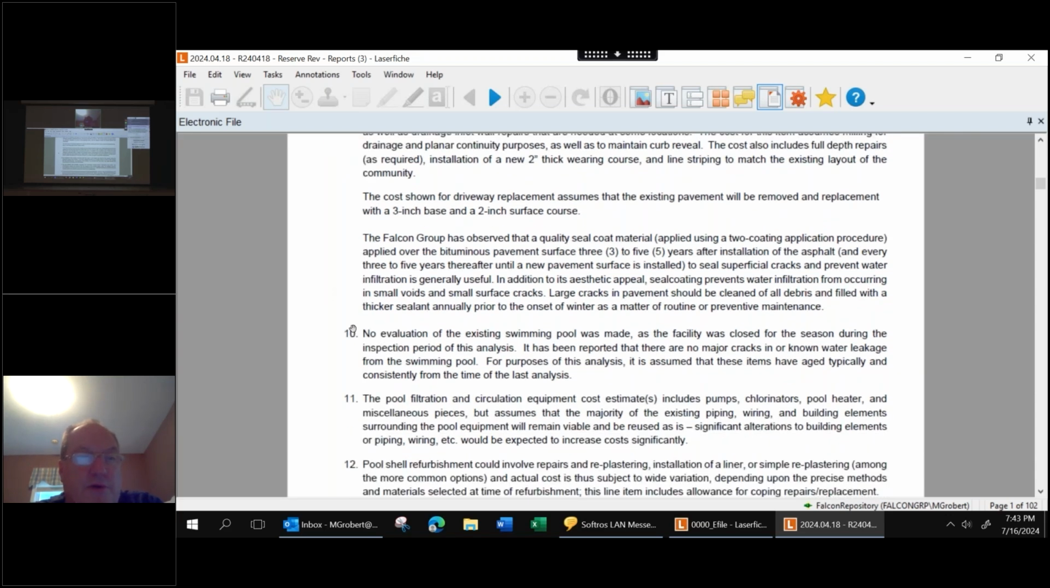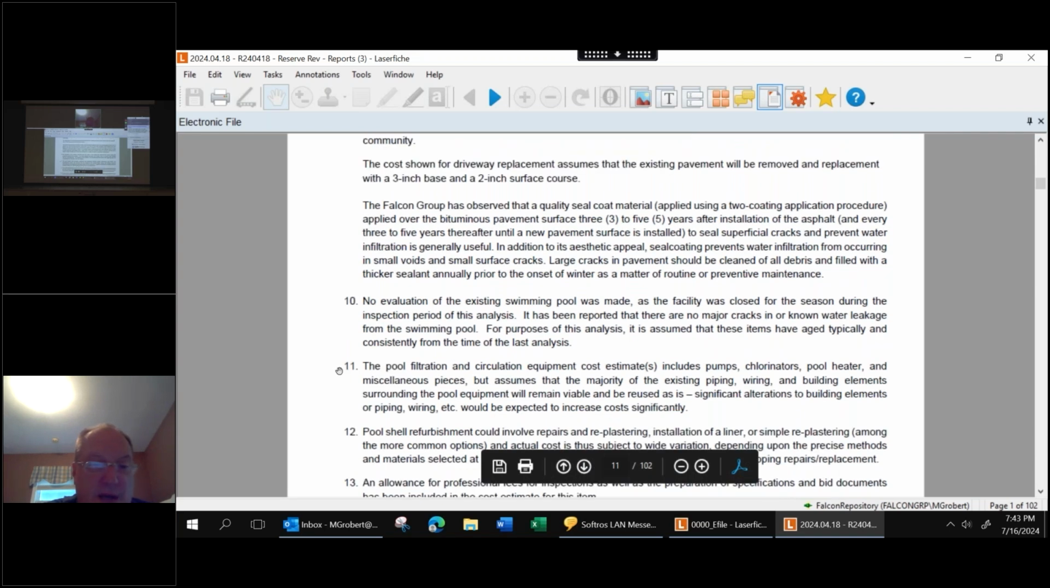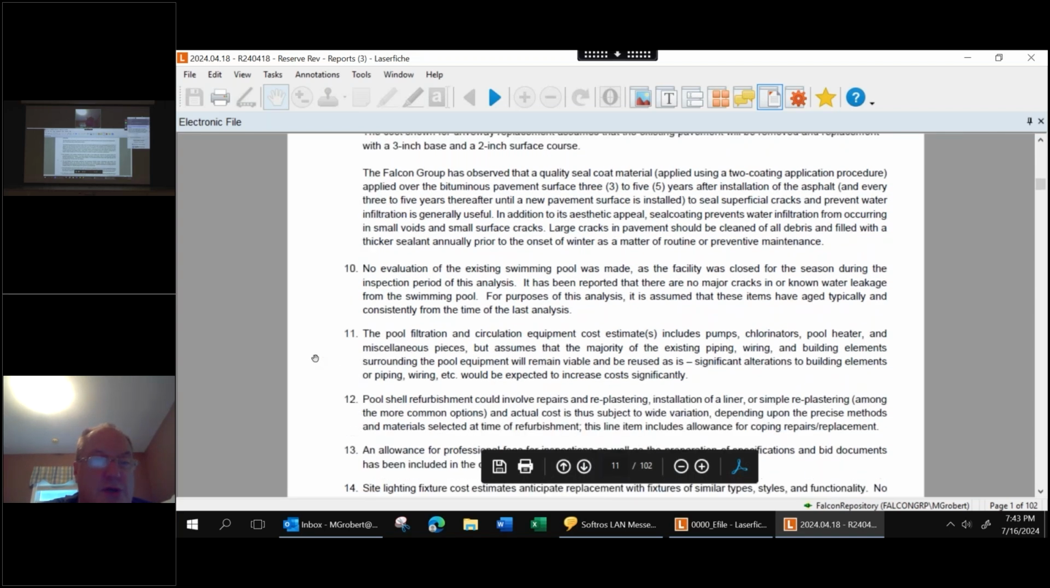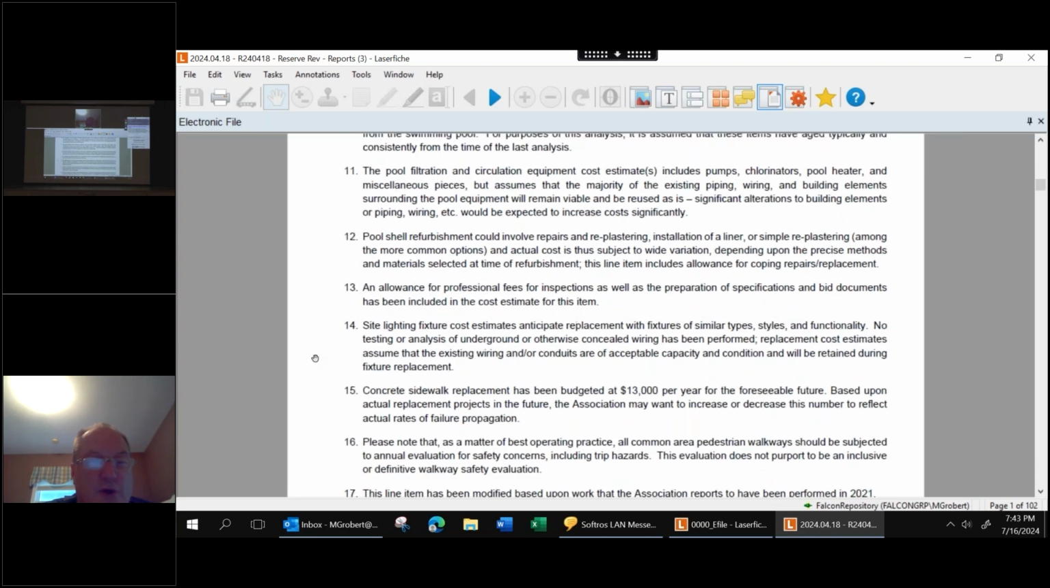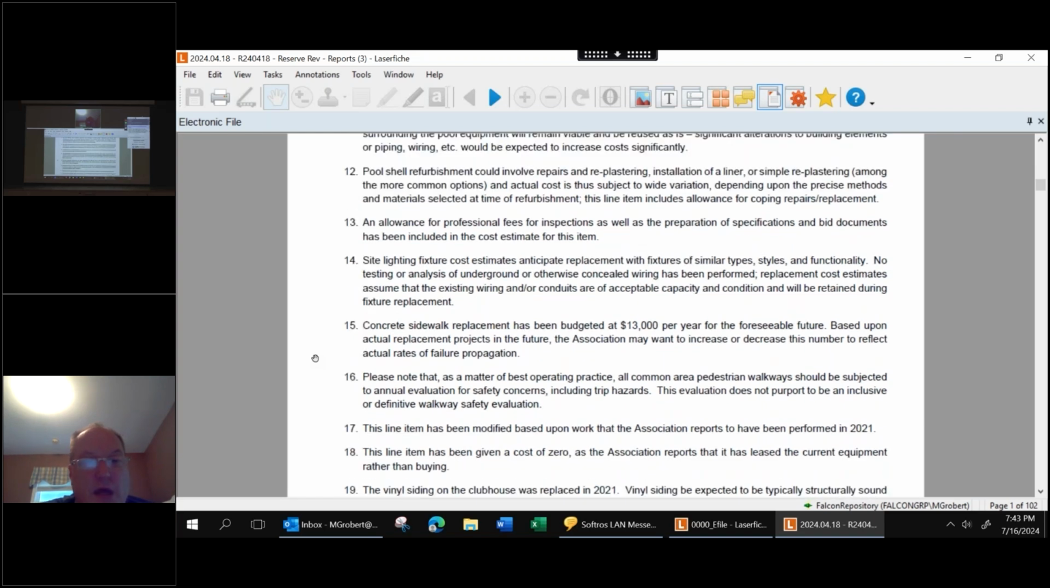When we went to your community, you'll see note 10, your pool was closed and covered, so we couldn't really look at the pool itself. We just have to put this in there as kind of a disclaimer and so forth. The pool filtration equipment, you'll see number 11 by that and so forth and so on. So all these numbers describe what the cost shown assumes, and or how things are budgeted.